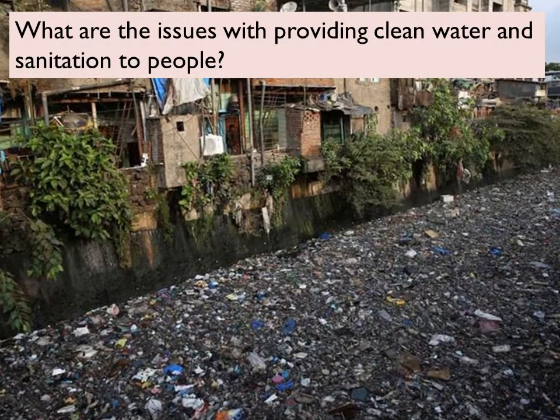One other issue which relates to water is the disposal of rubbish and waste, and often people end up dumping rubbish into waterways, and that makes the rivers extremely polluted. And you can see these slum dwellers live next to a river, which would be hazardous to their health.